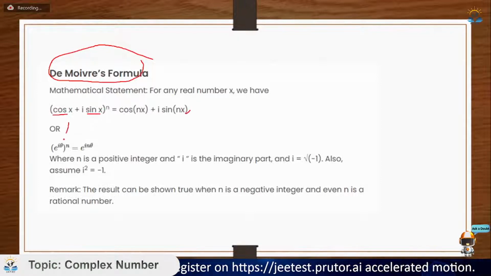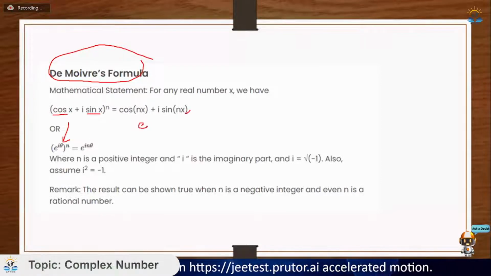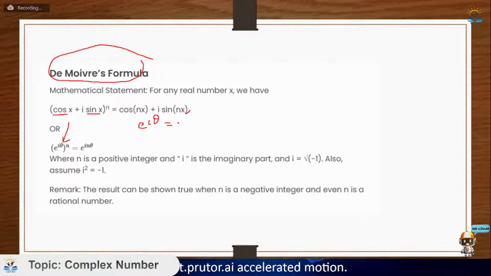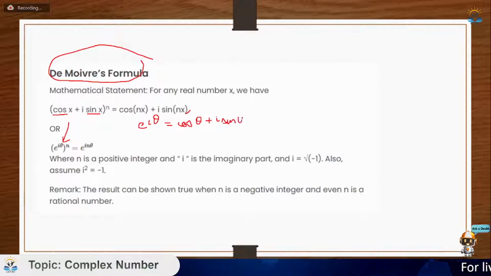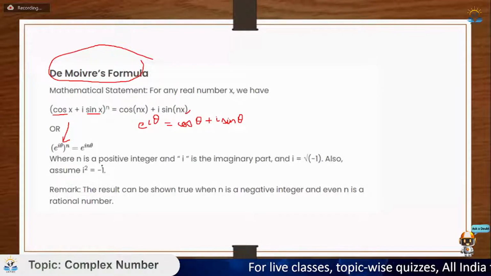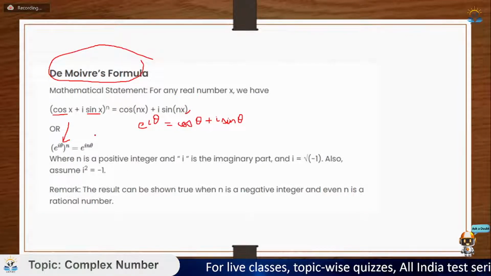Similarly, if you write it in Euler's form, according to Euler's form, e power iota theta is nothing but cos theta plus iota sin theta. This is your Euler's form. If we also raise it to the power n, we will get e power iota n theta. So the final answer would be cos of n theta plus iota sin n theta. This is what De Moivre's theorem basically states.